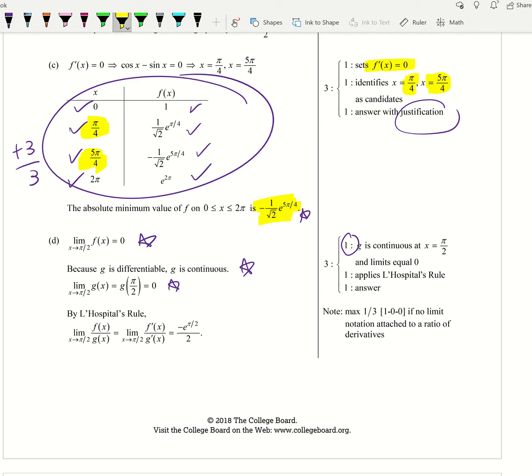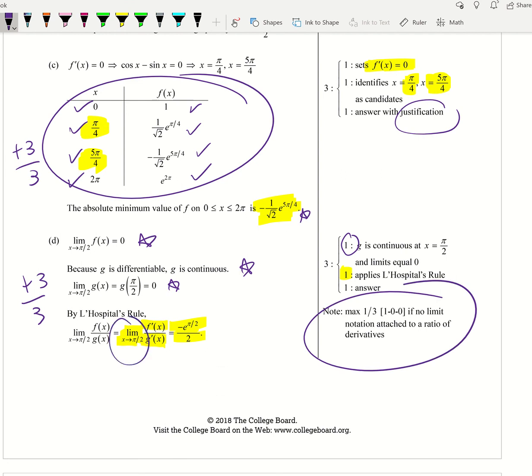Now, when you apply L'Hopital's rule, here's what is something that's true. You must have that limit notation. And you must show a derivative in terms of x. You cannot substitute in right yet. Don't substitute in until after you've done the derivative. That'll get you this point. Then you can get to your final answer for the last point. Notice if you don't have the limit notation right here, the most you can get is the first point. Even if you have the right answer, you must have that limit written for L'Hopital's rule.